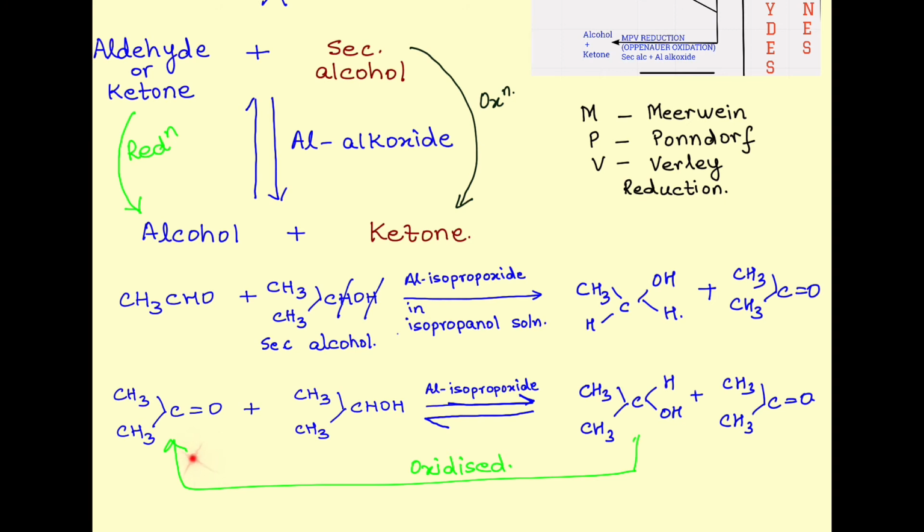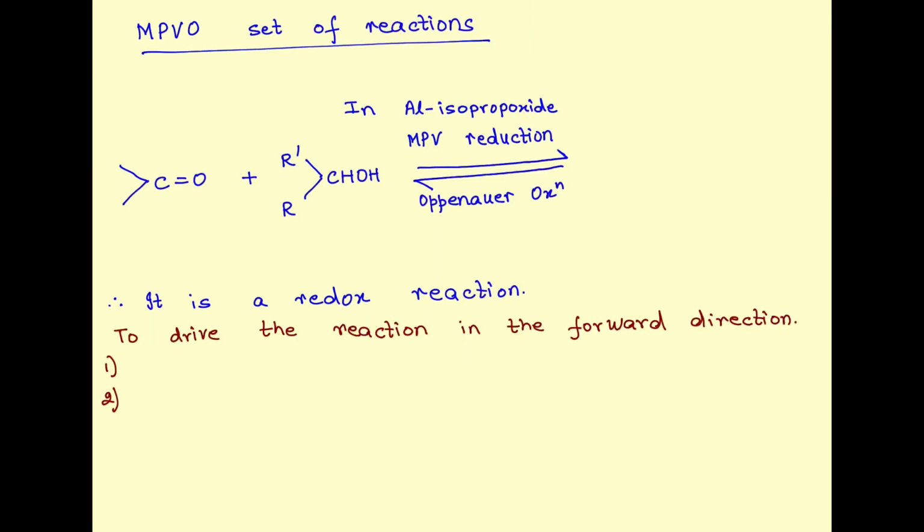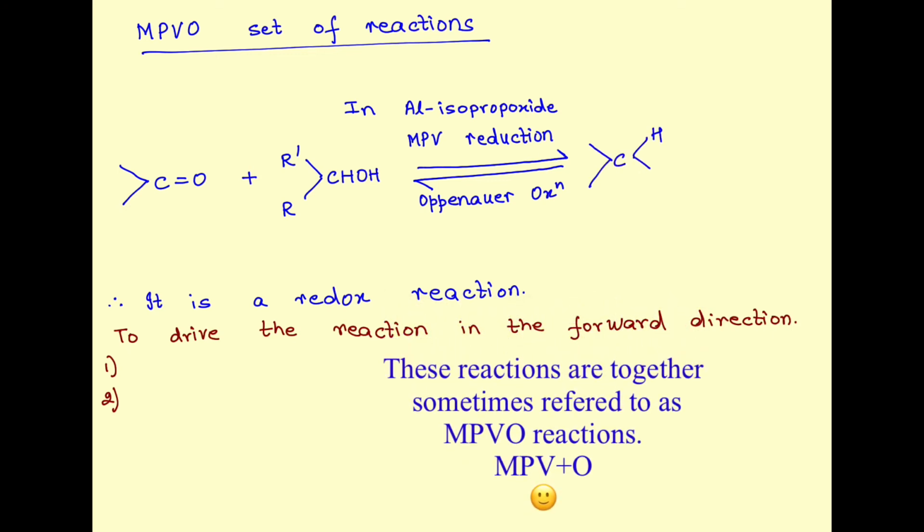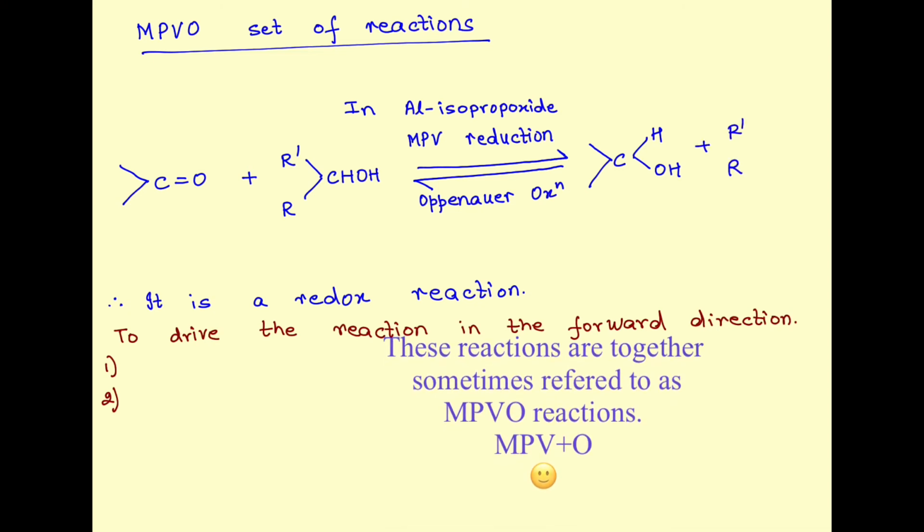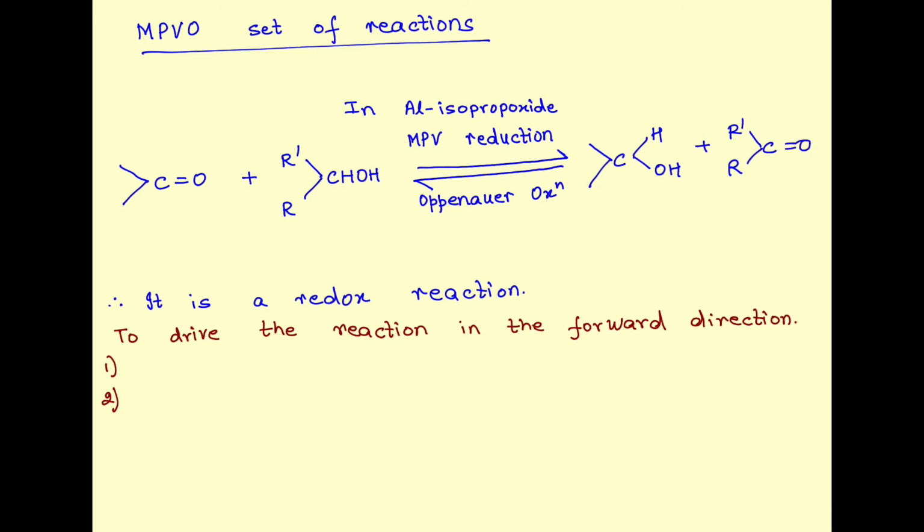Now, just now I said we avoid, right? We wouldn't prefer this reaction to go in the reverse direction, although yes, it is possible. It's a reversible reaction. So I can represent this generally as, the carbonyl compound is getting converted into an alcohol and the secondary alcohol is getting converted into a ketone. This is called the MPV reduction. The reverse is the Oppenauer oxidation, redox reaction.